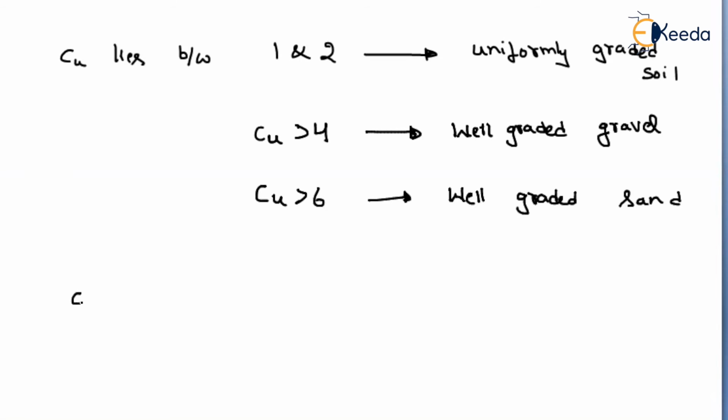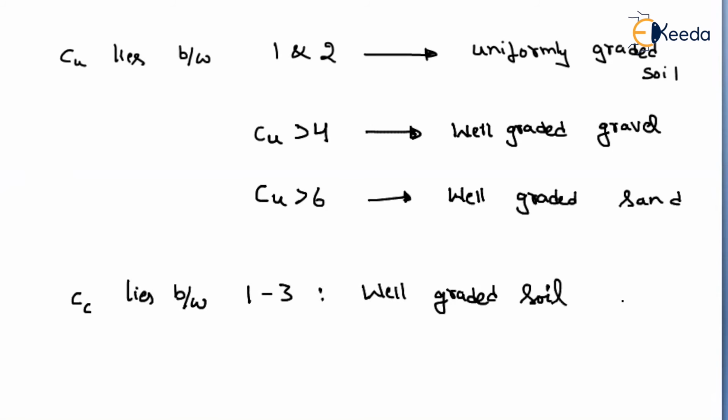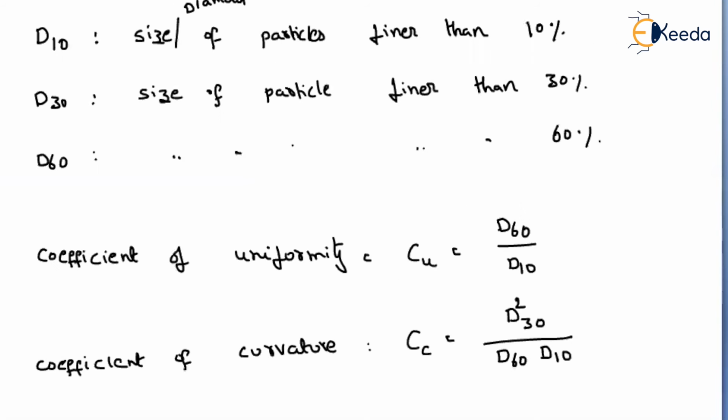Similarly, if your Cc, coefficient of curvature, lies between 1 to 3, then we will call it a well graded soil. So if your Cc lies between 1 to 3, we will call it a well graded soil. And if you are getting Cu greater than 4, then we'll say it is a well graded gravel. Similarly, Cc is 1 to 3 and Cu is greater than 6, then we will call it a well graded sand.